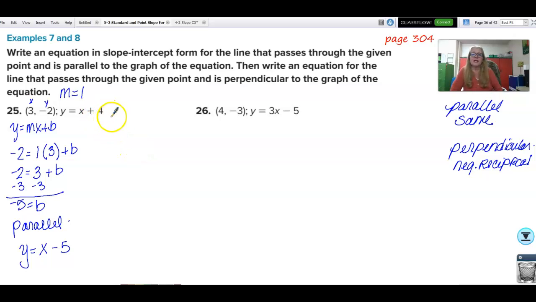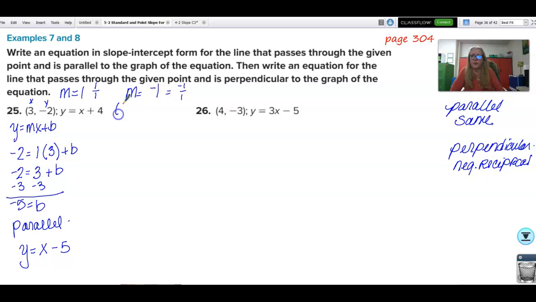Now, to find the line perpendicular to this, I need the negative reciprocal. Well, if you think of this slope as 1 over 1, the negative reciprocal of that would be negative 1 over 1, or just negative 1. Kind of a bad example for the first one, you know, when you're trying to teach negative reciprocal, 1 is such an oddball. It'll be more obvious on the next one.